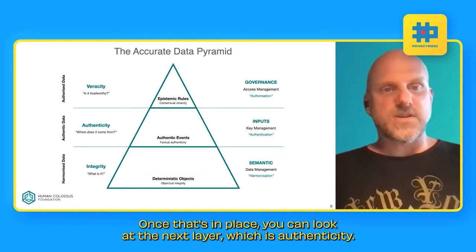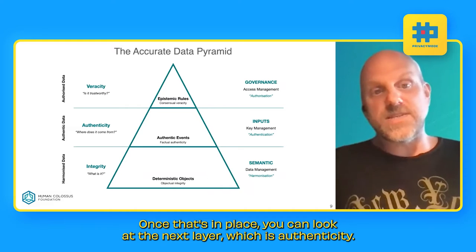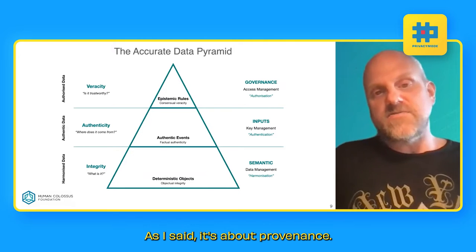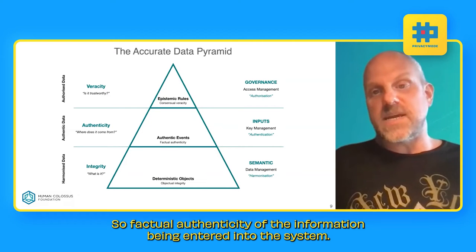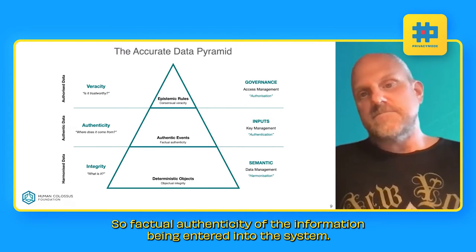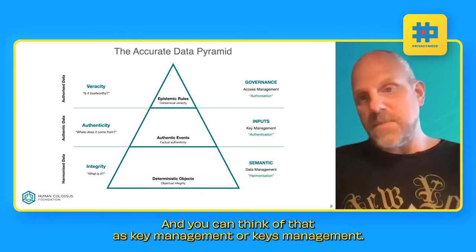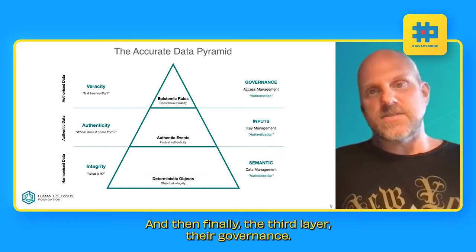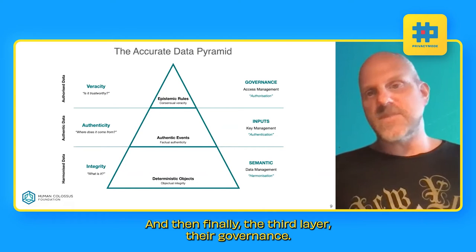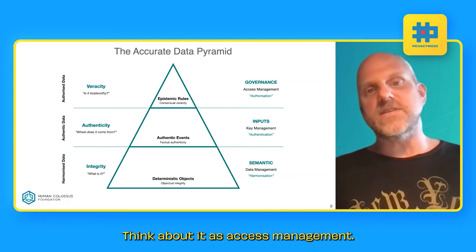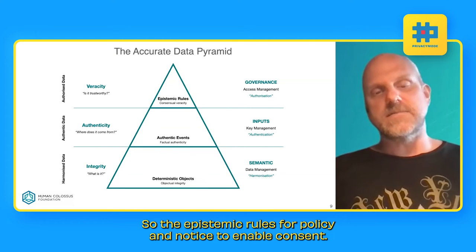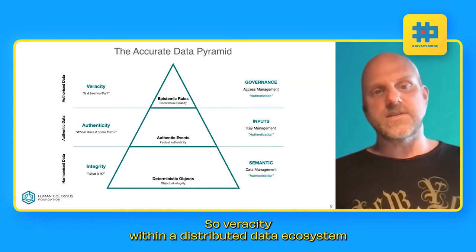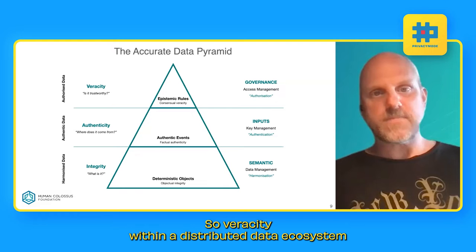Once that's in place, you can look at the next layer, which is authenticity. Where does the data come from? As I said, it's about provenance, so factual authenticity of the information being entered into the system. And you can think of that as key management. And then finally, the third layer there, governance, think about it as access management. So the epistemic rules for policy and notice to enable consensual veracity within a distributed data ecosystem.